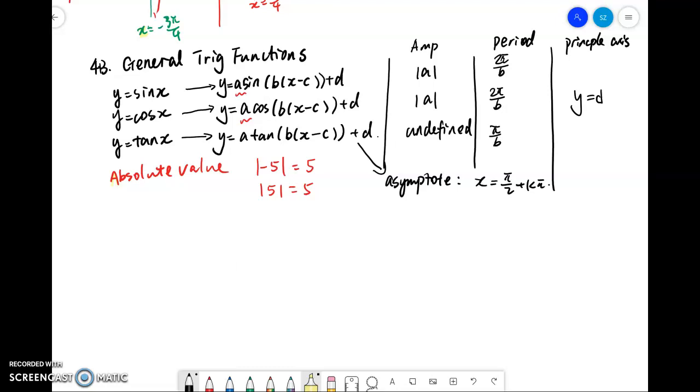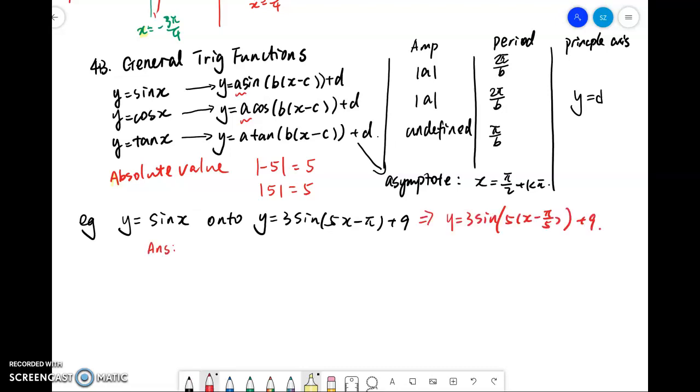Translation description, I'd like just to do one easy example. Sine x onto y is 3 sine 5x take pi plus 9. So basically the first week of our course is to revise anything that you've learned from last term, and then we'll be able to move on to the more advanced stuff. Okay, so here I've changed into this format so we can do it step by step.